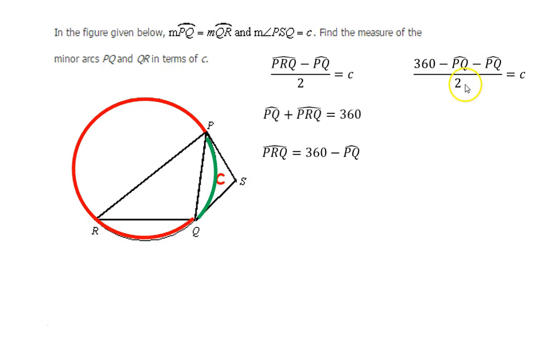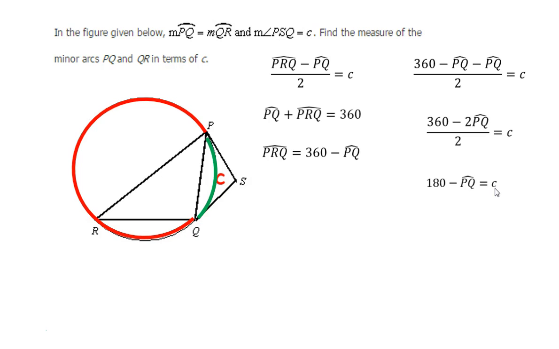So let's do some algebra at this point. I have negative PQ minus PQ. That is negative 2 PQ, because these are like terms, and if you have negative 1 minus 1, you have negative 2. So just combine these terms to get negative 2 PQ. And then I have 2 terms in the numerator and a 2 in the denominator. I can do some simplification there, divide both terms in the numerator by the denominator, and then I get 180 minus 1 PQ, because these canceled out, and the 180 comes from 360 divided by 2, equals C.